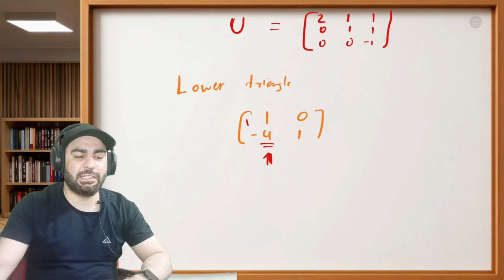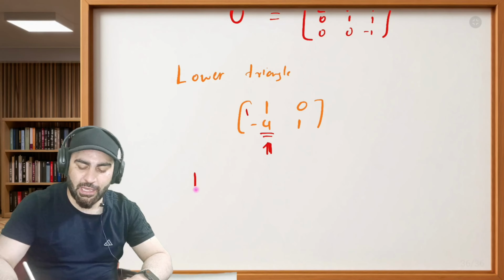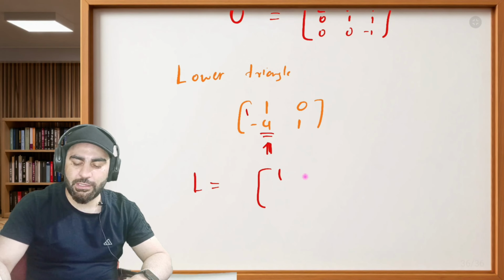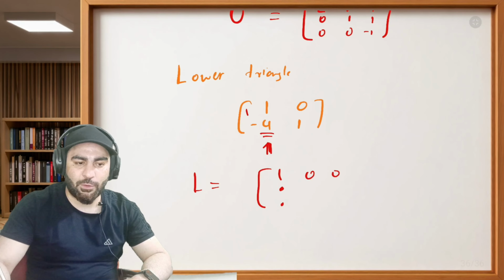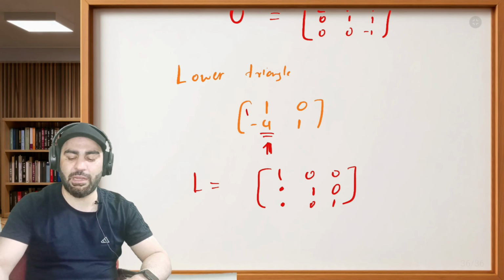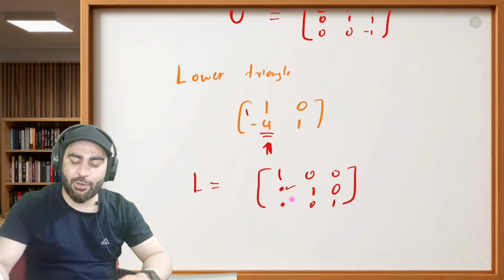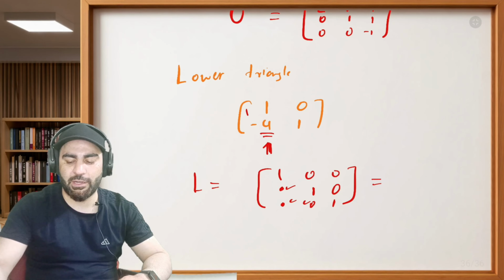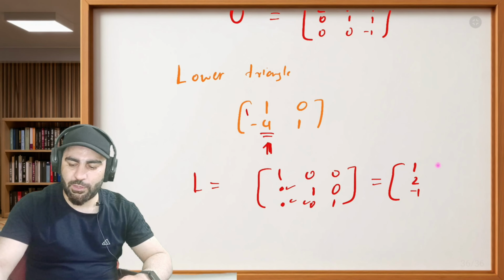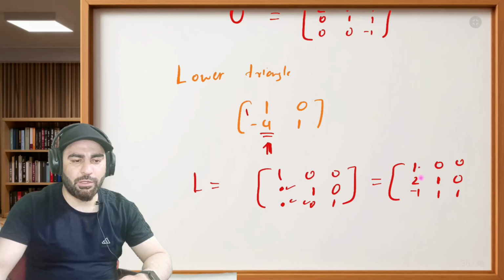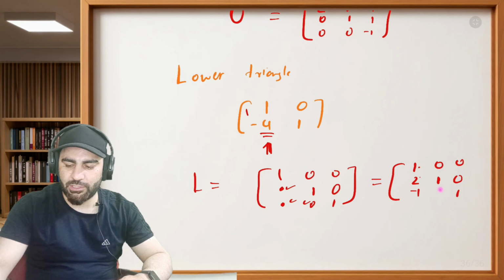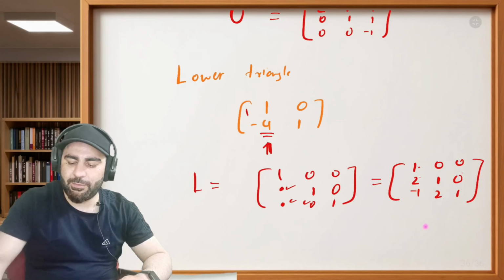So I can directly create this L matrix. L will be 1 0 0. You will have a multiplier over here, a multiplier over here, a multiplier over here, and 1 and 1, and then we'll have zeros over here. That's how this will be a lower triangular matrix. And you have already kept track of these multipliers, so you can just fill them in. So 1, 2 and minus 1, 0, 1 and 2, 0, 0 and 1. So this will be my lower triangular matrix.